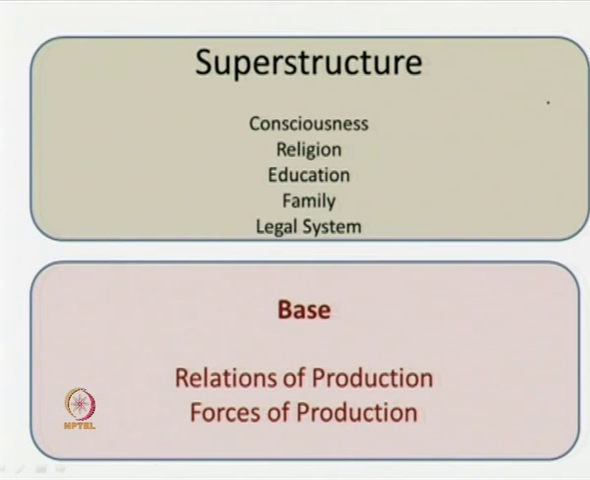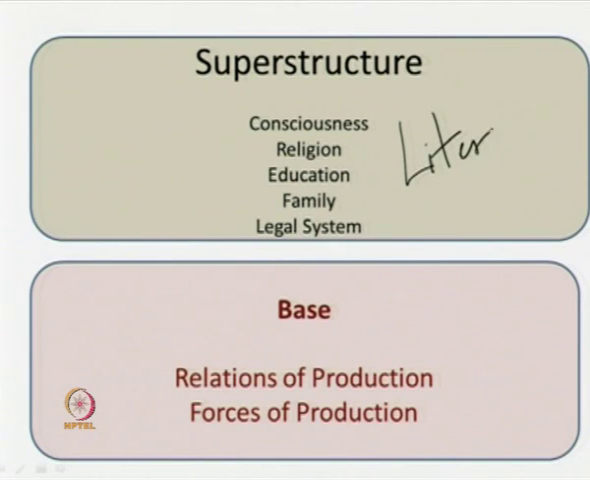And here we find the legal system, for instance, then a very important social institution like the family, religion, education, and eventually our consciousness. Now, when we study Marx's literary criticism, what are we going to do? Where are we going to place the literary text? It is obvious to us that the literary text would be in the superstructure. Am I correct here? Okay.